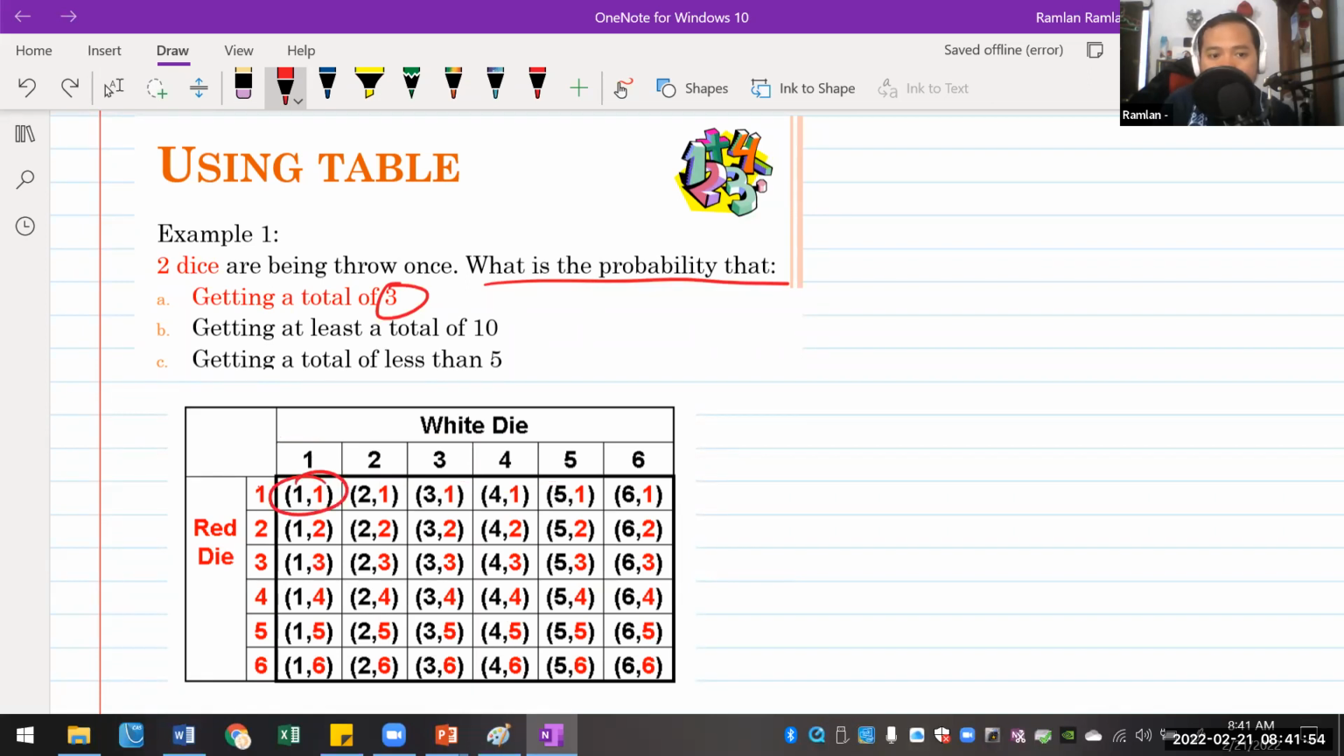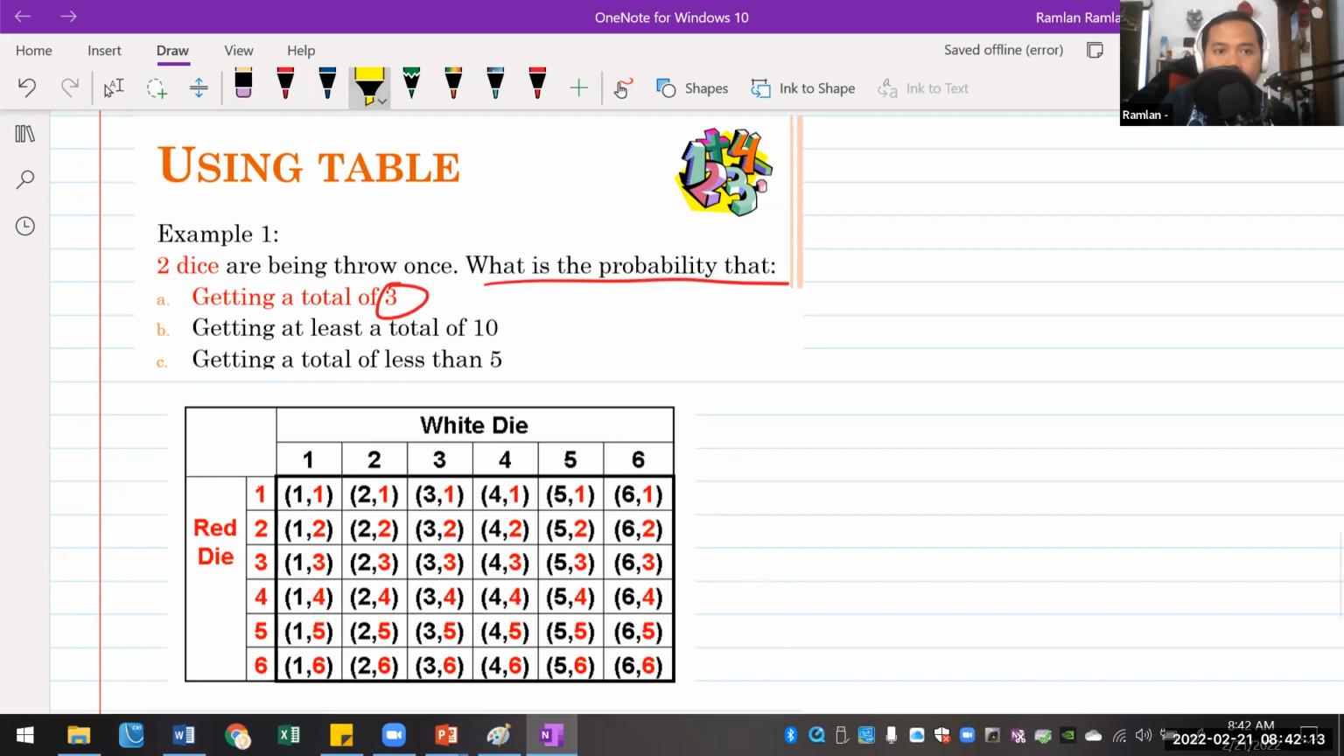For example, this guy over here, 1, 1. What does that mean? It means that the first die will show 1, and the second die will also show 1. This one, the first die will show 1, and the second die will show 2, for example. Okay, like that. You read it like that.